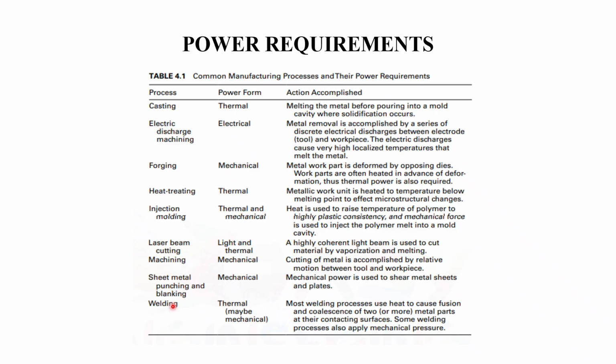Next is sheet metal punching and blanking, which comes under mechanical power. The mechanical power is used to shear the metal sheets and plates. And next is welding, where the power is thermal, and sometimes mechanical. Most welding processes use heat to cause a fusion and coalescence of two or more metal parts at their contacting surface. Some welding processes apply mechanical pressure.